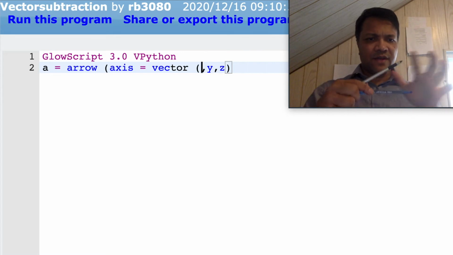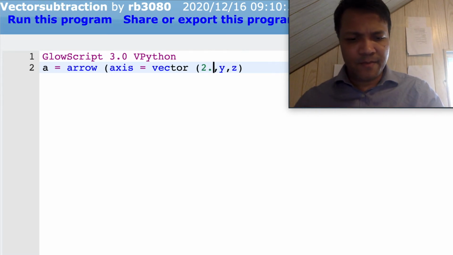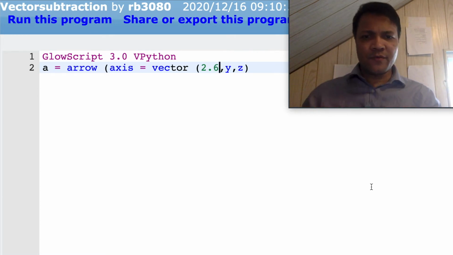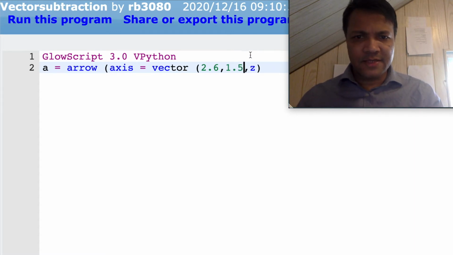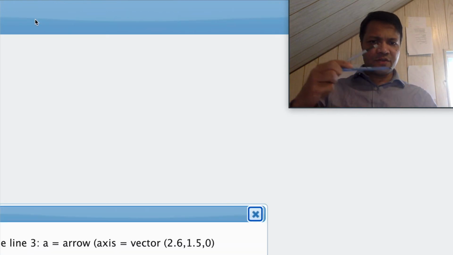So that means the vector a has two components, x component and y component. The x component would be 2.6, and the y component will be 1.5. Okay, and z component is 0, of course. So let's see, vector a should look like this now.